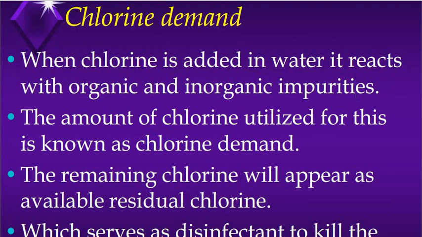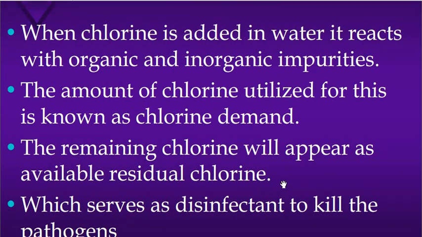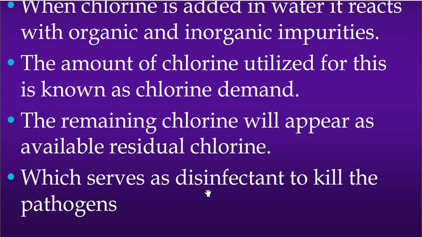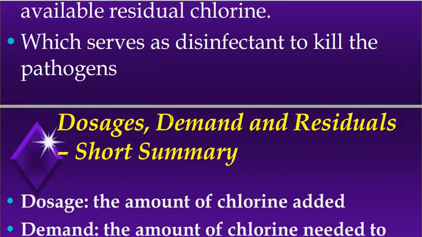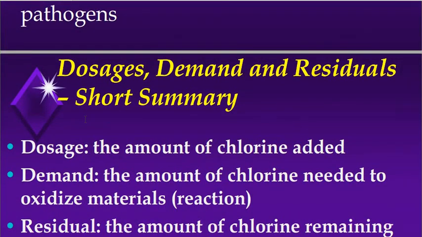There may be various types of impurities present, either organic or inorganic, and the amount of chlorine utilized for the disinfection process is known as the chlorine demand. And the remaining chlorine will appear as the residual chlorine, which serves as a disinfectant to kill pathogens in future or in the running water. So dose, demand and residual, this is the short summary I have given below.